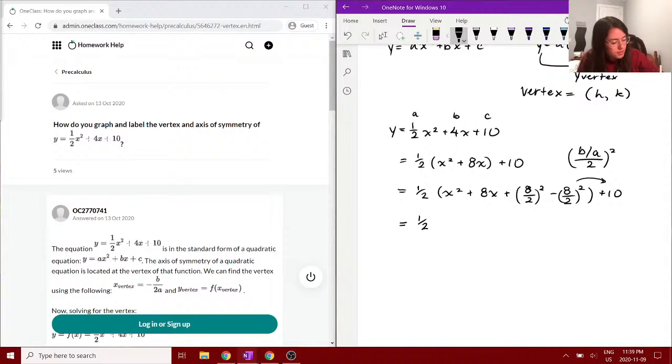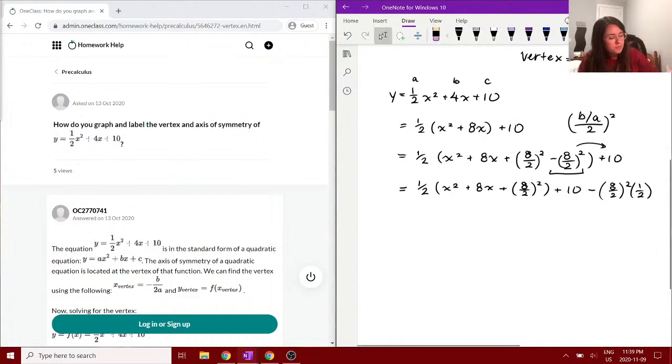Okay, let's write this. So 1/2 times x squared plus 8x plus, leaving this one inside the bracket, and removing the second term that we've added here and putting that outside the bracket. So we have plus 10 minus 8 divided by 2 squared times, now remember I said times 1/2 because we're taking it out of the bracket.